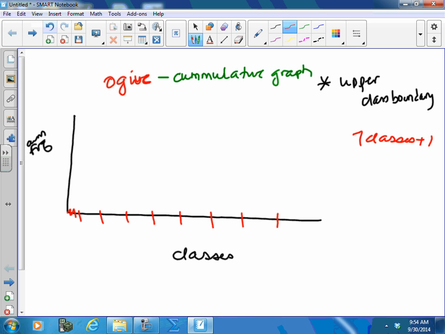Now the first one is because we have to have a way to start our graph, just like we did on your frequency polygon. Your frequency polygon and your OJAG have to have a starting point. So we're going to take your upper class boundary, and it's going to be right here. We're going to start like this. There's your upper class boundary. Your class width was 9. So all we got to do is add 9 all the way through.